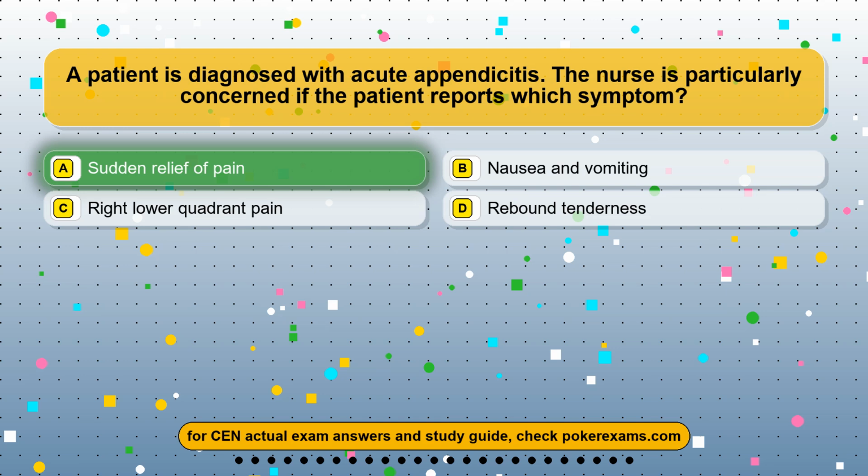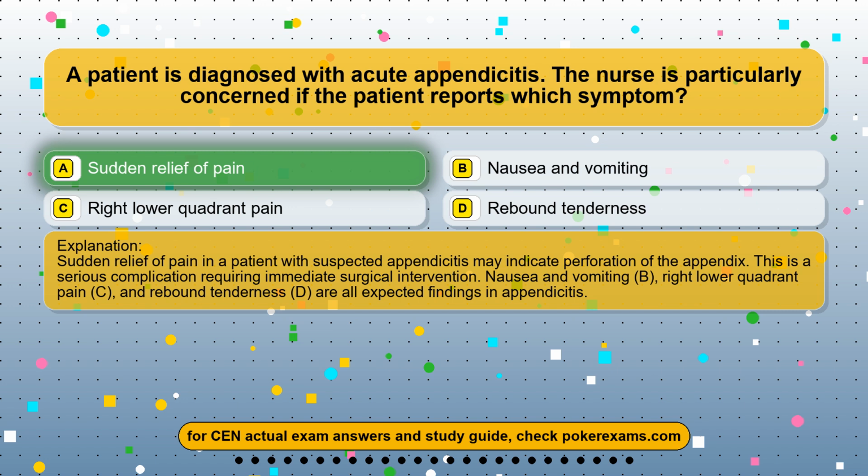The correct answer is option A, sudden relief of pain. Sudden relief of pain in a patient with suspected appendicitis may indicate perforation of the appendix. This is a serious complication requiring immediate surgical intervention. Nausea and vomiting, B, right lower quadrant pain, C, and rebound tenderness, D, are all expected findings in appendicitis.